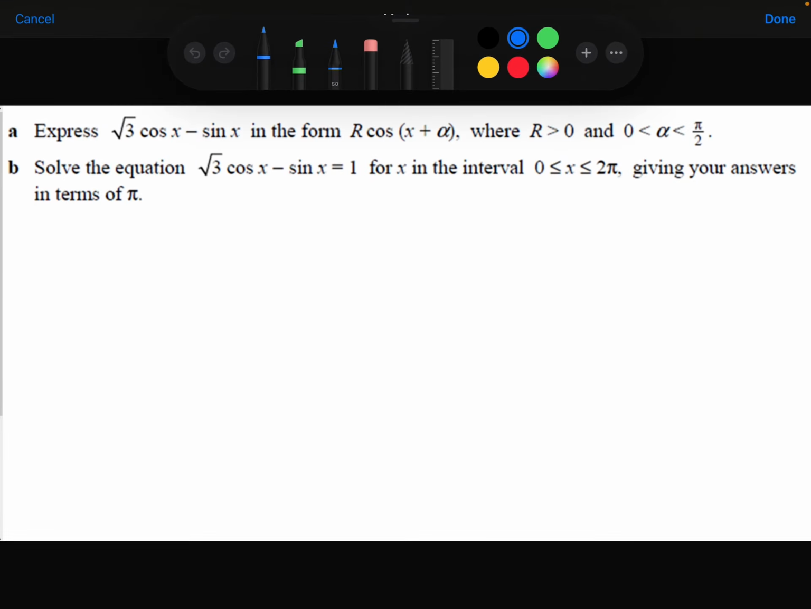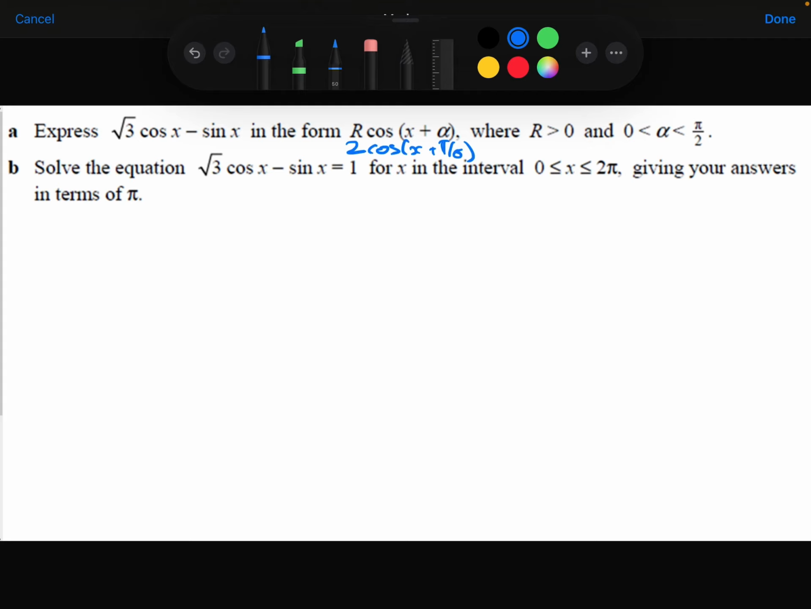Second example. Now, part A is actually a question that we could have done from the last video. We could have done this on the last sheet, and in fact, you did do this on the last sheet a lot. So I'm not planning on redoing part A at all. You should be pretty fluent with doing part A. It says to express root 3 cos x minus sine x in the form of r cos x plus alpha, where r is bigger than 0 and alpha is between 0 and pi over 2. Like I say, we should be pretty used to doing these from the last sheet. So I'm just going to tell you that if you do this, you get 2 cos x plus pi over 6.